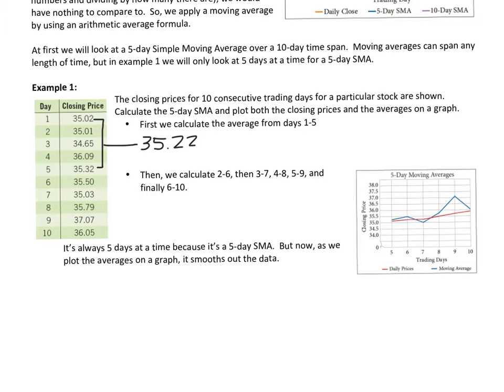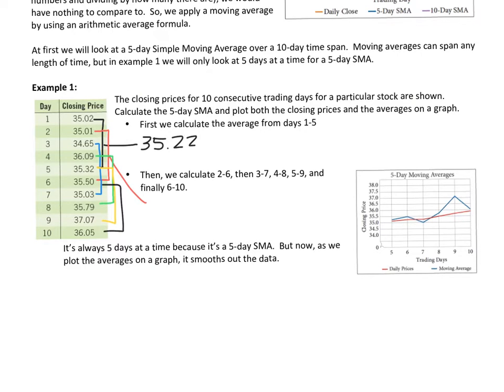And then all we do is move it one number down, so that the next average will just be the second through the 6th number. And then we'll average that, and that would go here. Then we do it again, the 3rd number down to the 7th number, then the 4th to the 8th, the 5th through the 9th, and then the 6th through the 10th.